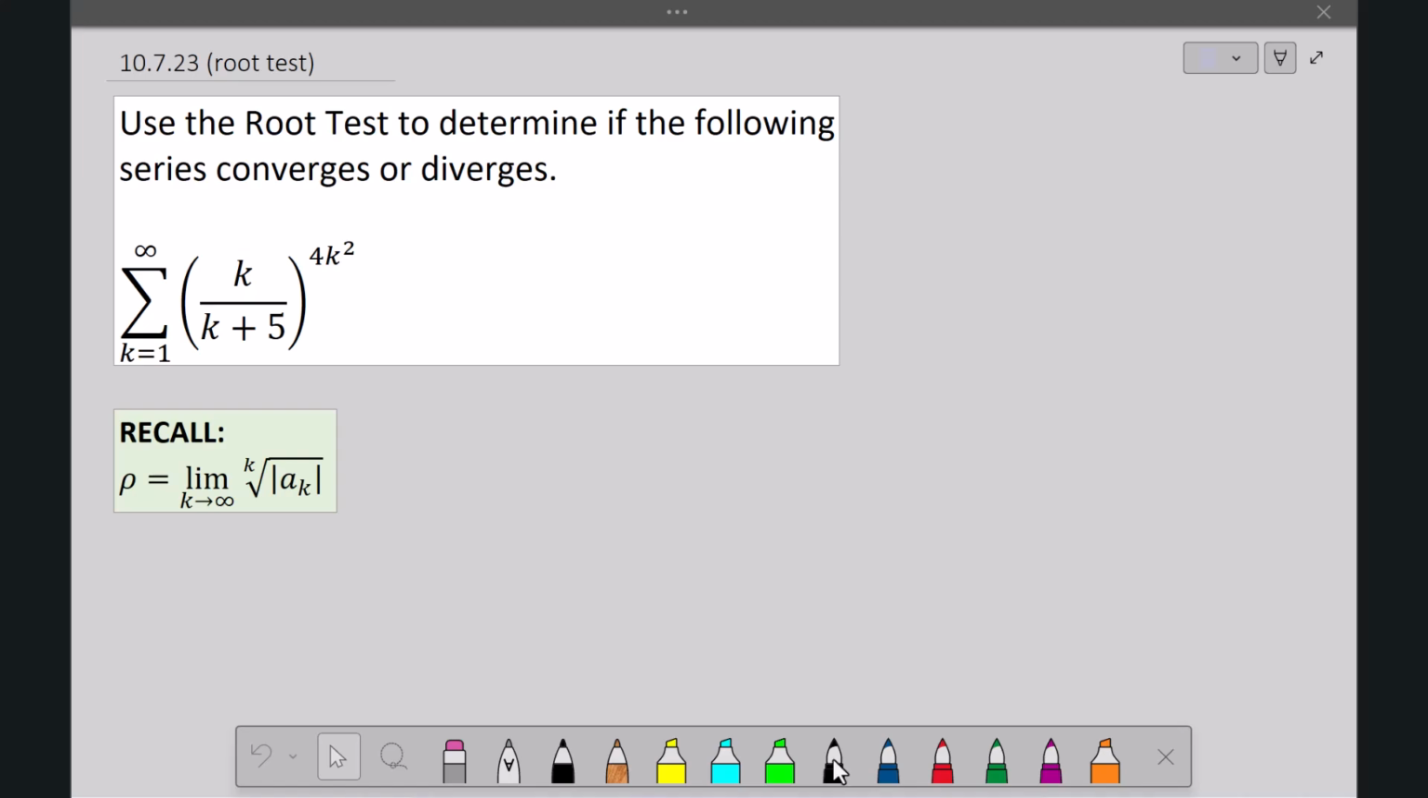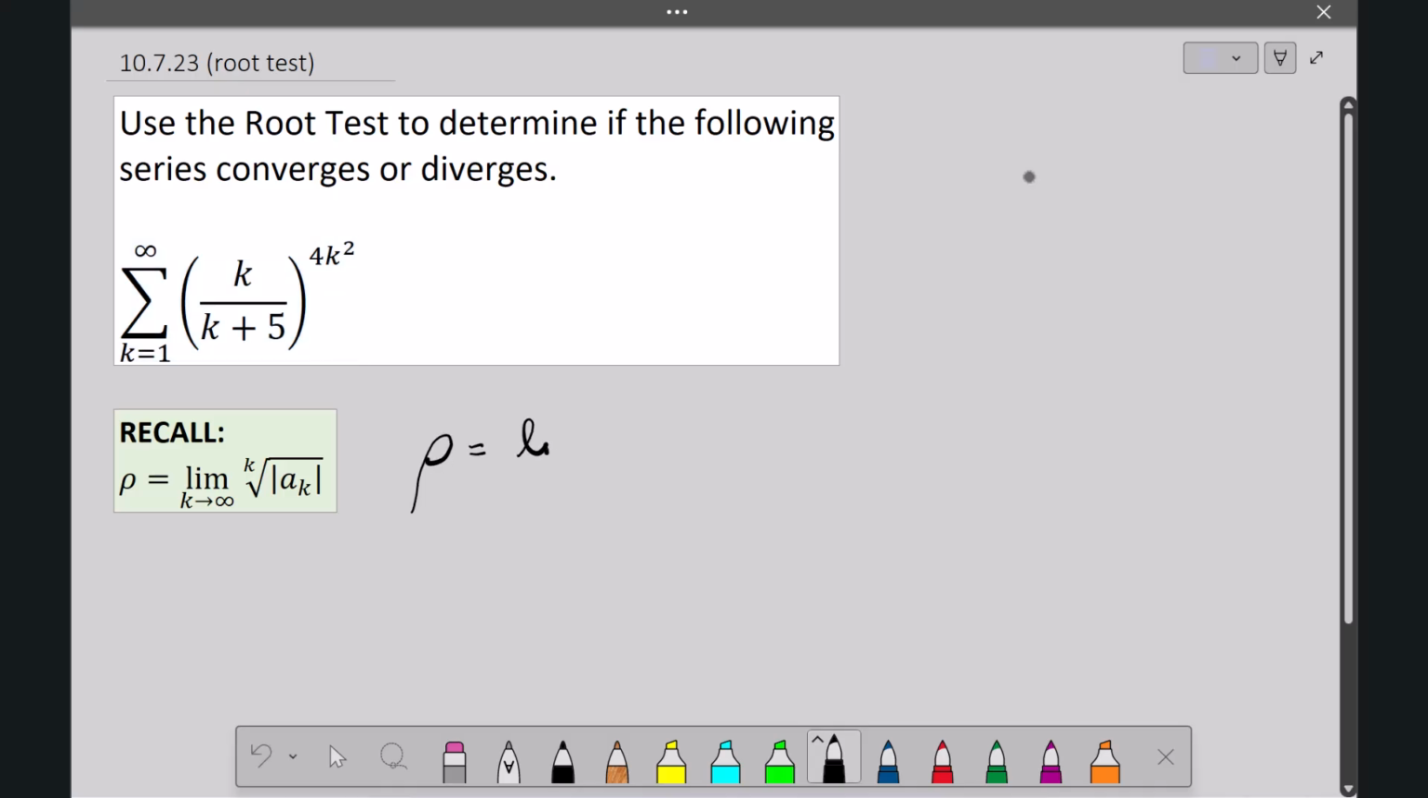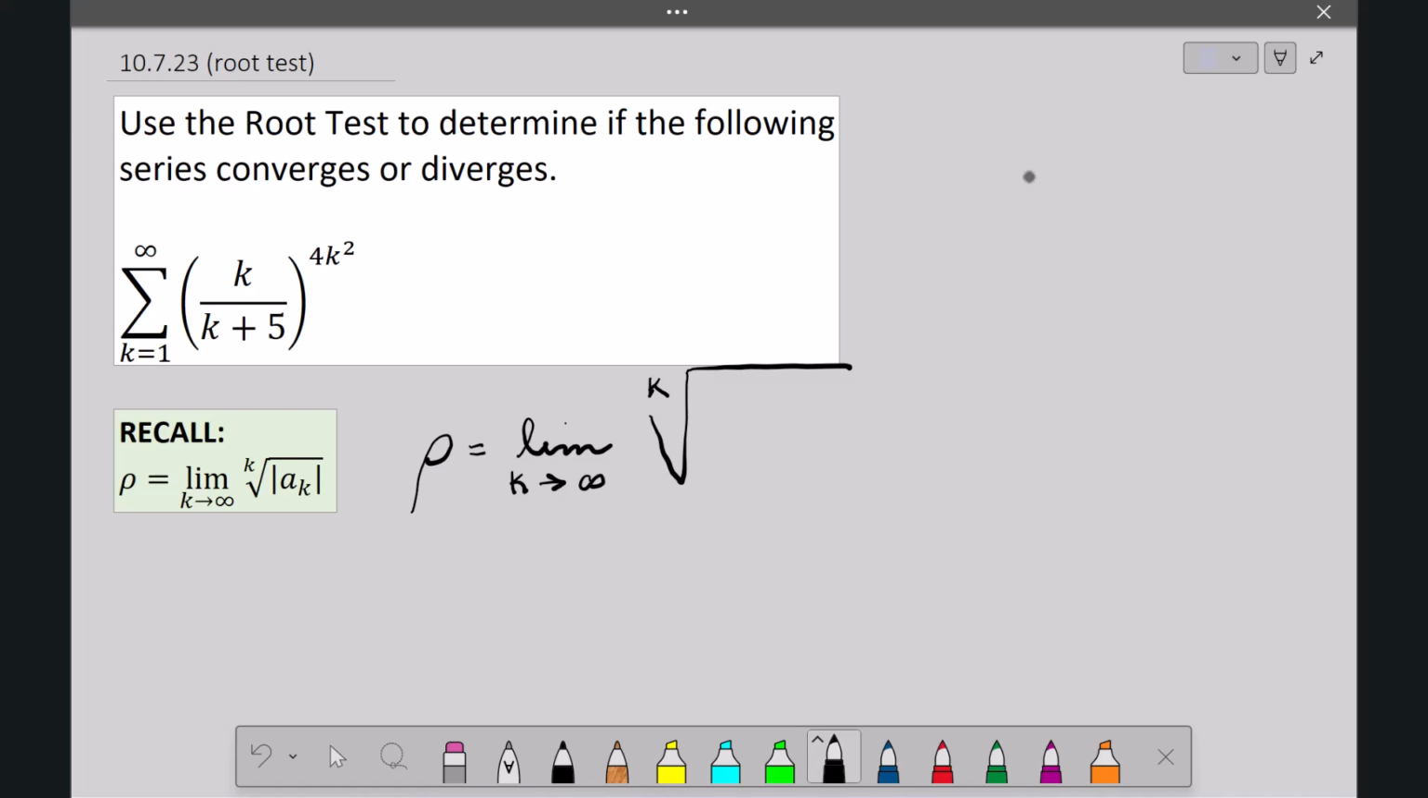Well, let's go ahead and apply the root test here. We see that there is a power up in the exponent position that will lend itself to using the root test. So we are going to form rho equals the limit as k goes to infinity of the kth root of the absolute value of a sub k.